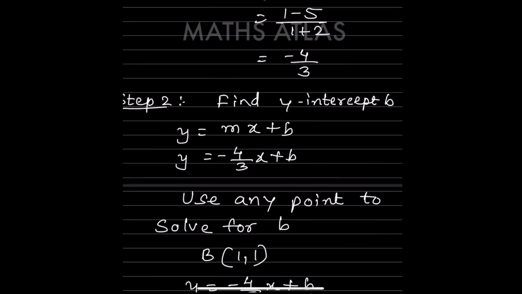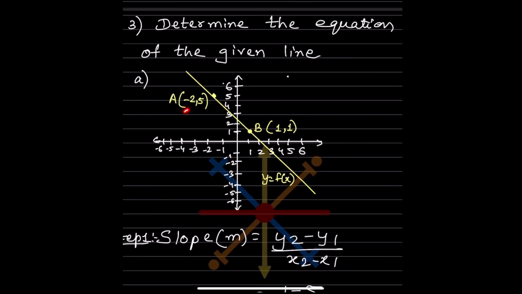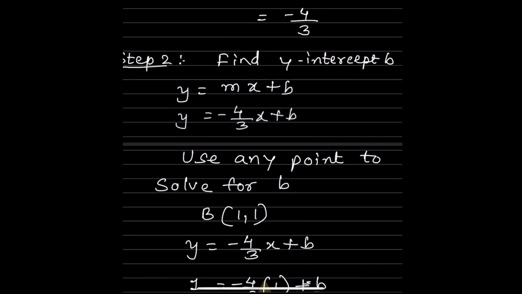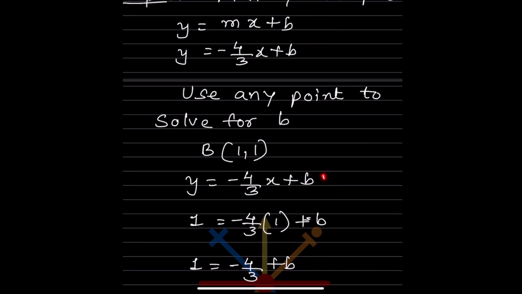Now we want the value of b. To find the value of b, you can use either of these 2 points. Now I use this point, 1 and 1. I write the same equation again over here. Whenever we write this, it means x and y, so the points I have taken, x and y.